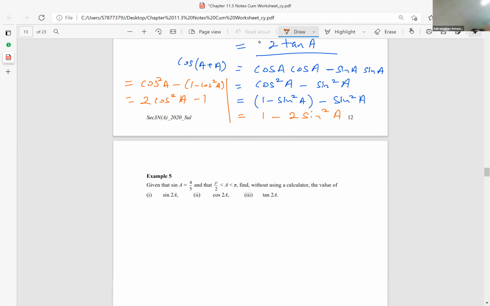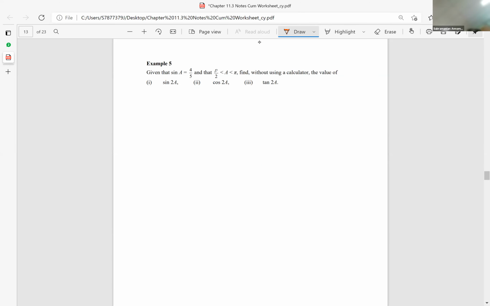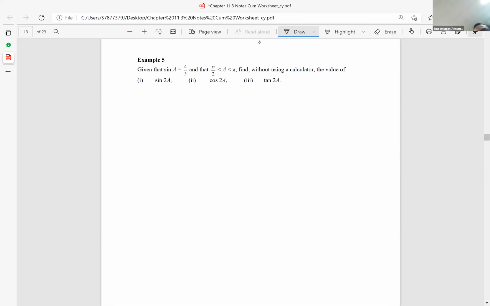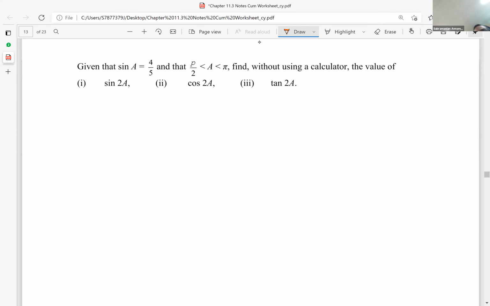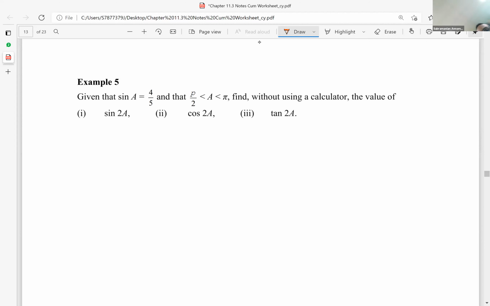Okay, it's all application. Sorry, I have to rush a bit. Let's look at example 5. Now you have to do it without a calculator, and you know that this is between pi over 2 and pi. So which quadrant does it belong to, guys? 90 to 180 is which quadrant? Second. Yep, the second quadrant is over here. Draw it. And this is your A.